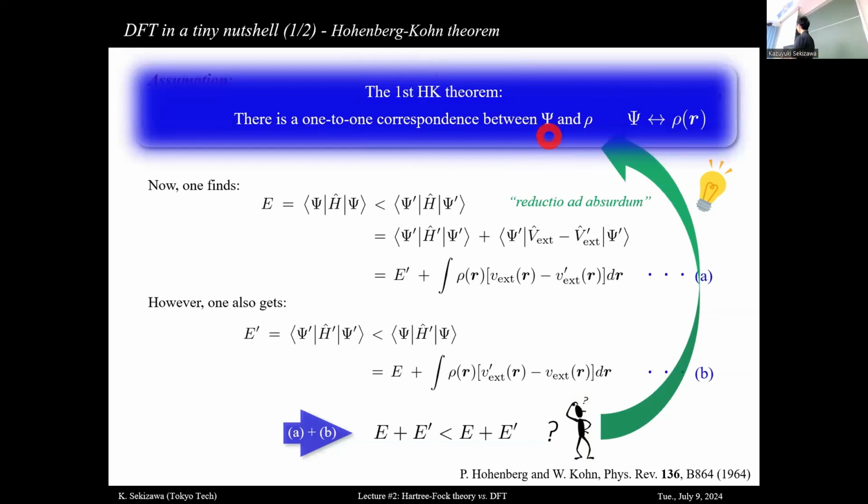As I mentioned, the many-body wave function psi contains enormous information. But if you trust this statement, it can be represented by the one-body density rho. And the one-body density depends only on the coordinate, right? So the degrees of freedom are substantially reduced if you use the one-body density instead of the many-body wave function psi.